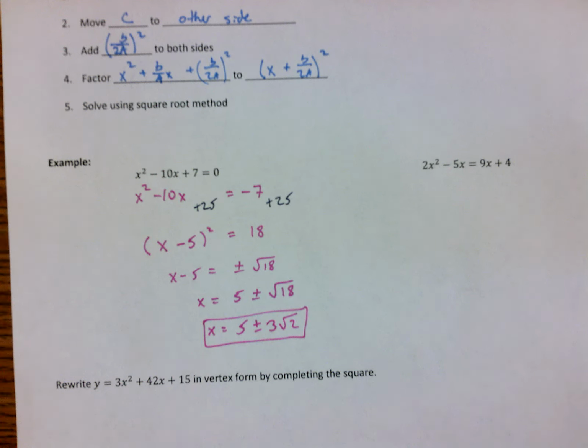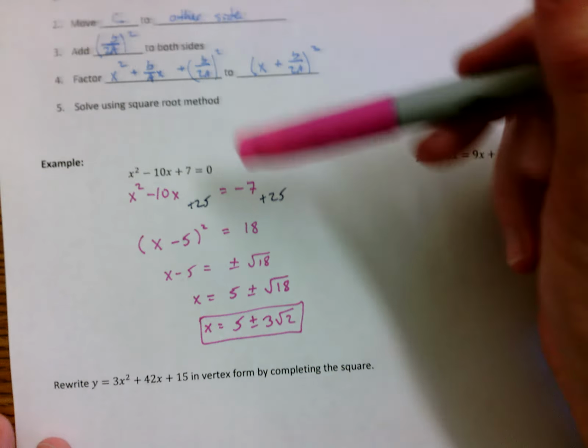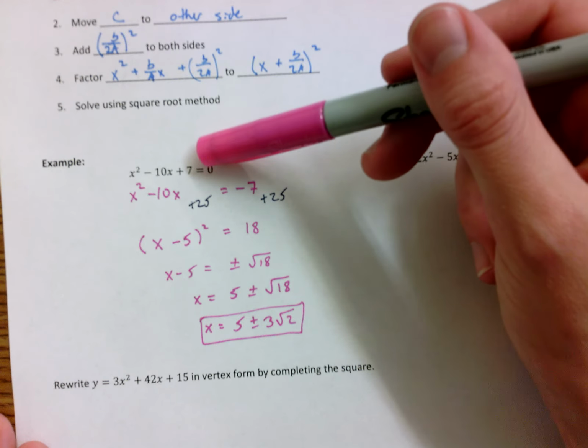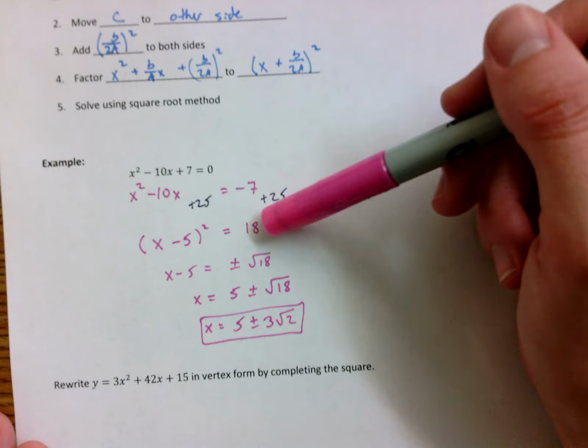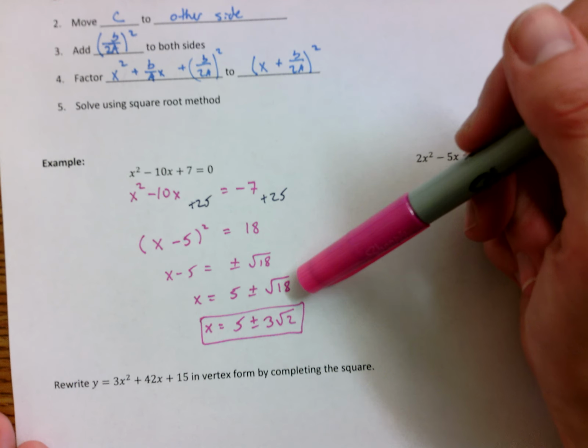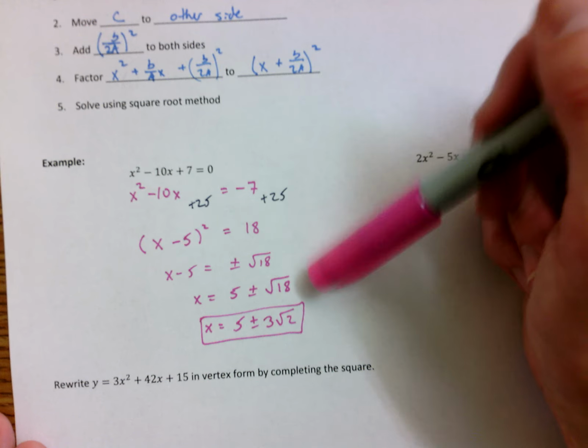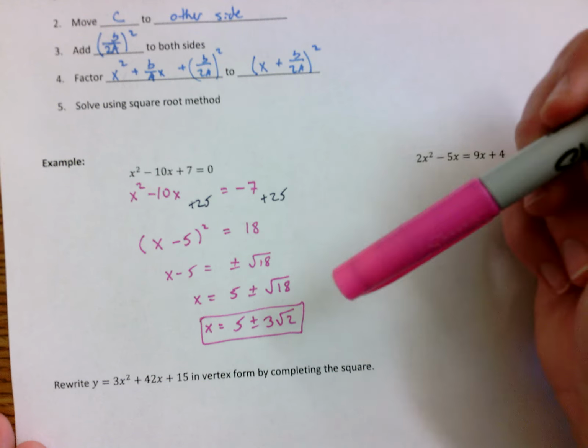So it's a nice little method that can be really handy when you have something that won't factor. Like this guy, he won't factor at all. So we could use completing the square, and it's a little bit of a weird process because you probably haven't done it before, but once you get used to it, it's actually pretty convenient.